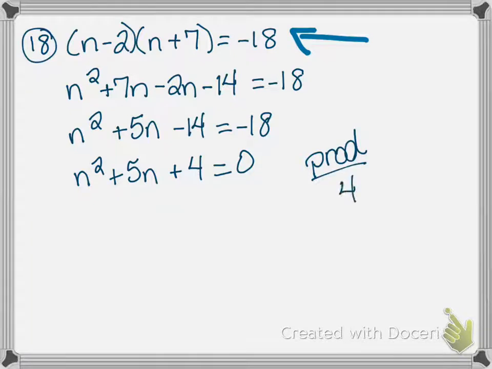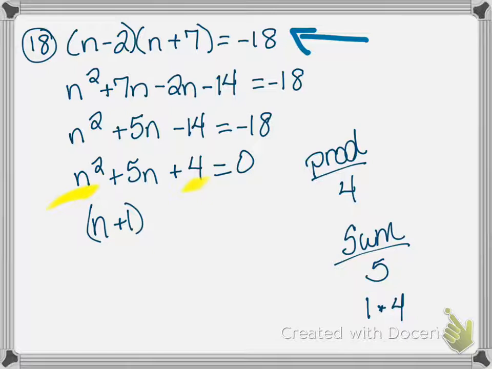Our product is 4 because this term right here has a 1 in front of it. So all we have to do is look at that 4. And our sum is 5. And hopefully, because your product is positive and your sum is positive, you've realized that both of your numbers have to be positive. And fortunately, 1 and 4 are our only options. 1 times 4 is 4. 1 plus 4 is 5. And so our factored form of this is n plus 1 and n plus 4.